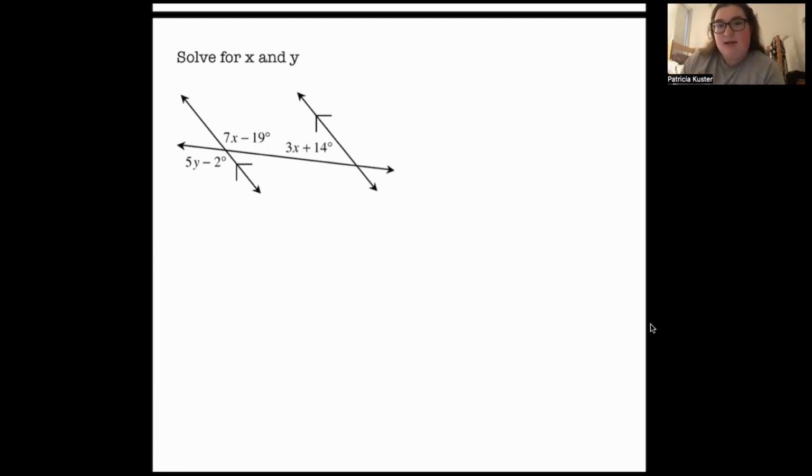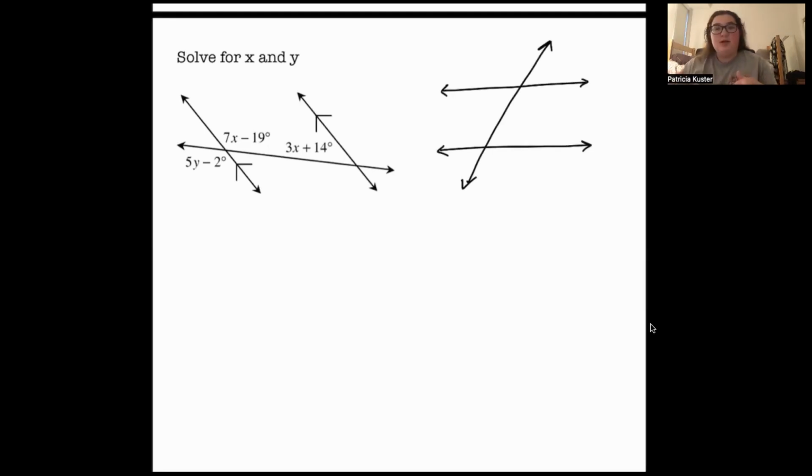So a basic diagram of a transversal usually looks like this, where you have a set of parallel lines, lines that will never touch, with a line running through them. And a lot of students see this diagram and think that this is all that a transversal can look like. But as long as a diagram follows these rules, one set of parallel lines with a line running through it, it can be a transversal.